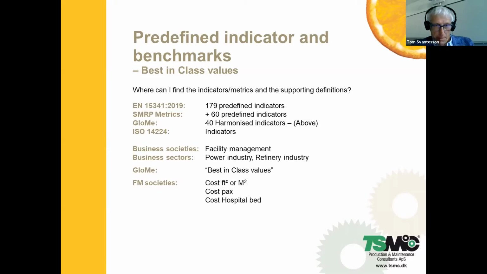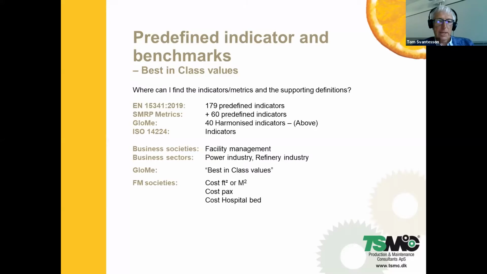And outside the maintenance business, there is facility management, which also has a number of indicators. Some of the business sectors, for instance, the power industry and the refinery industry, do have some business sector specific indicators, which are tailor-made for their particular industry. Some of these have either benchmarks or what they call best-in-class values, which are recommended values for each of the indicators. A benchmark is a documented best-in-class value, while the best-in-class values are normally a range. It could also be a specific value.